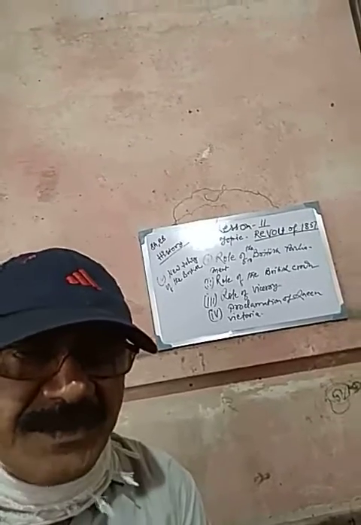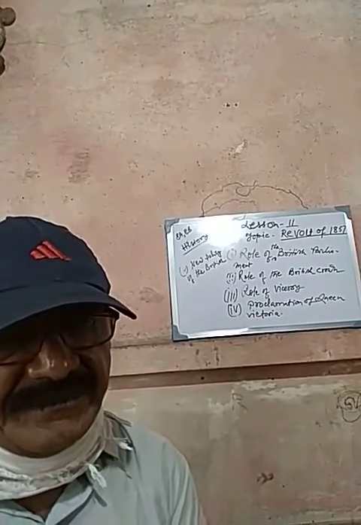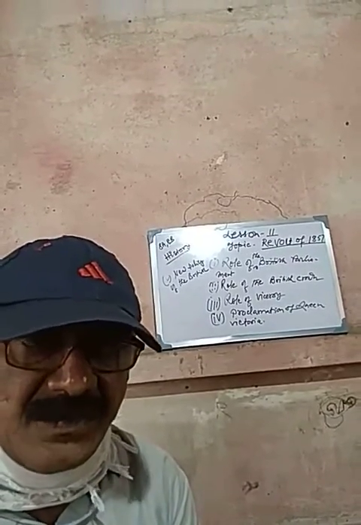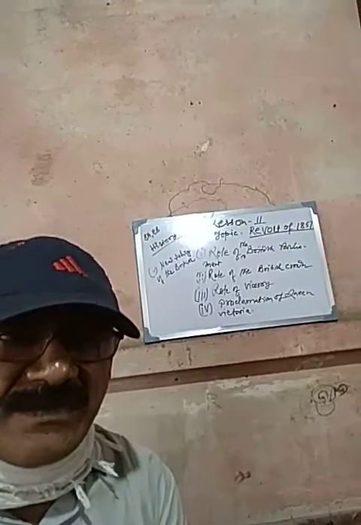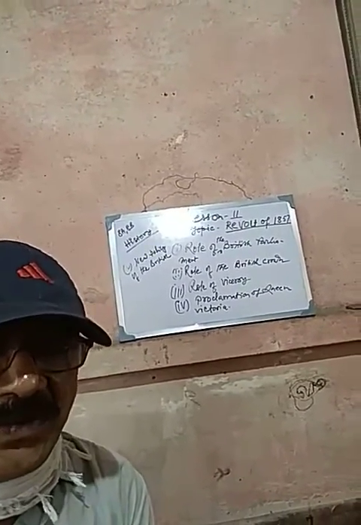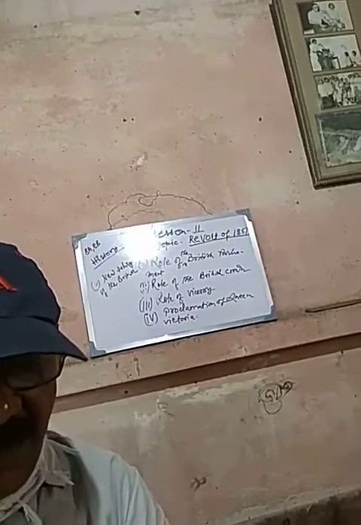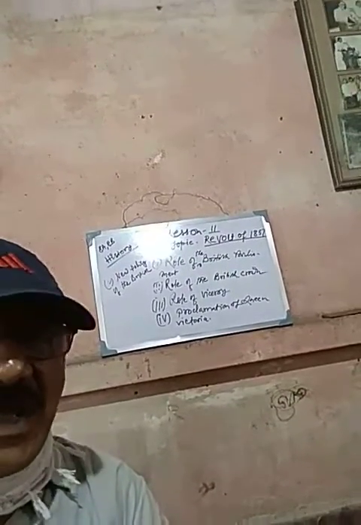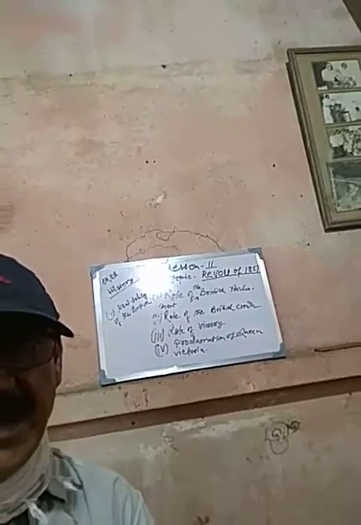Point number 1, role of the British Parliament. What role had the British Parliament played after the suppression of the revolt of 1857? The British Parliament passed a new act under which the British Crown was given the right to take over the charge of the Indian people. Under the new act, it was decided that the rule under East India Company would come to an end, and the rule of British Crown would be started in India.